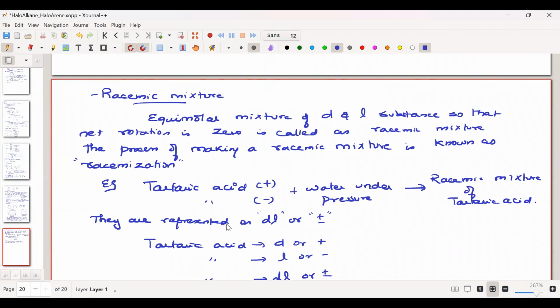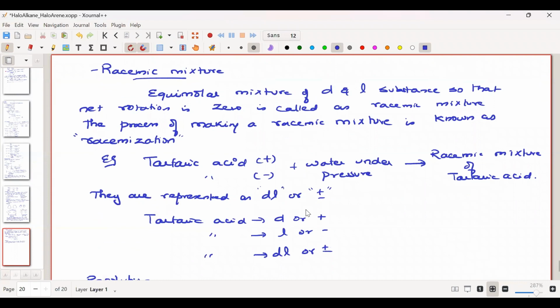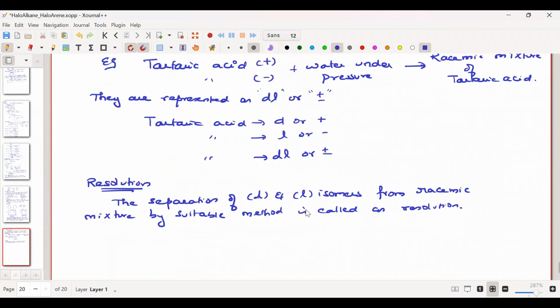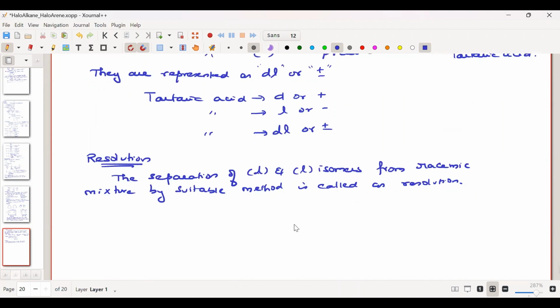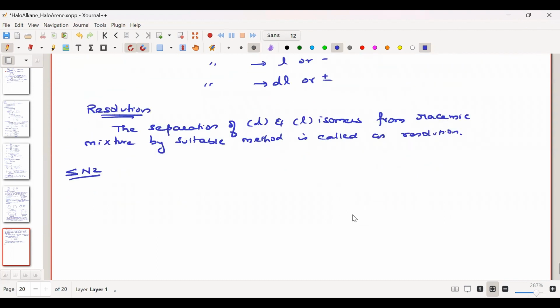So where did we start? Where should we go back? SN2. We started with SN2, and as I said, we learned some new terms. Now we are going back to the SN2 reaction. Let's say we are taking an optically active substrate.